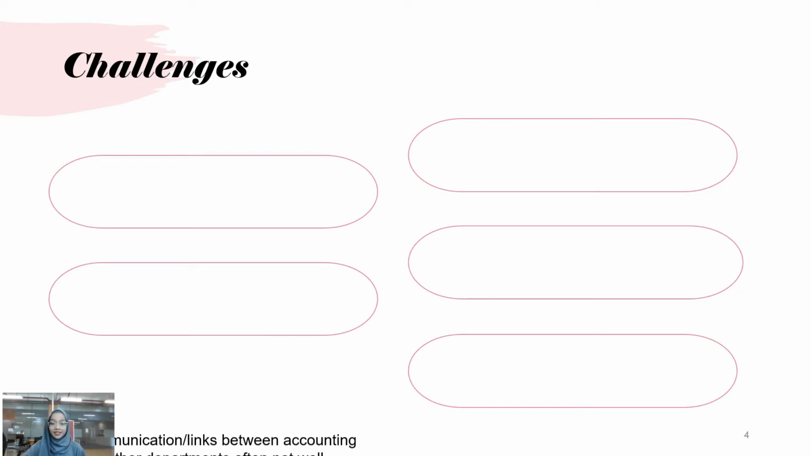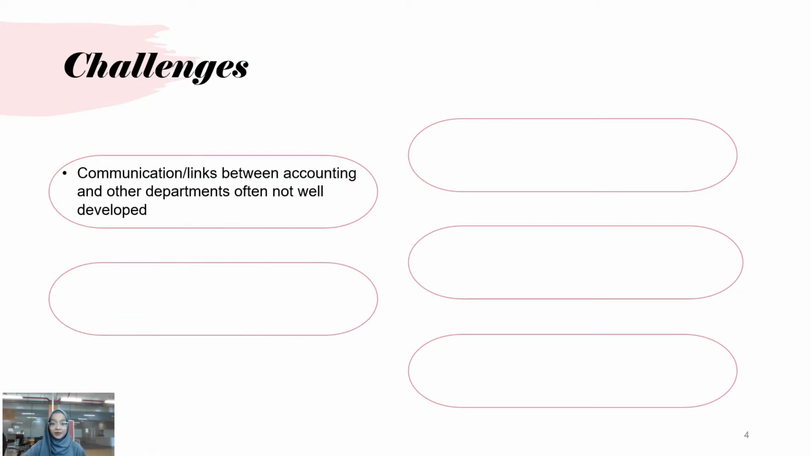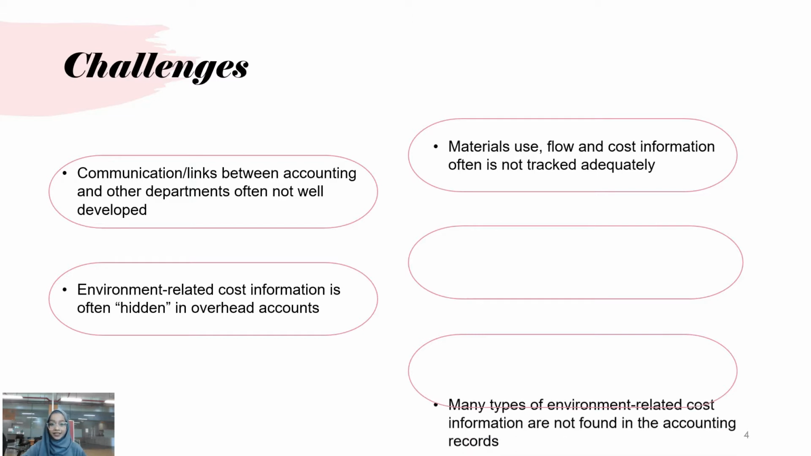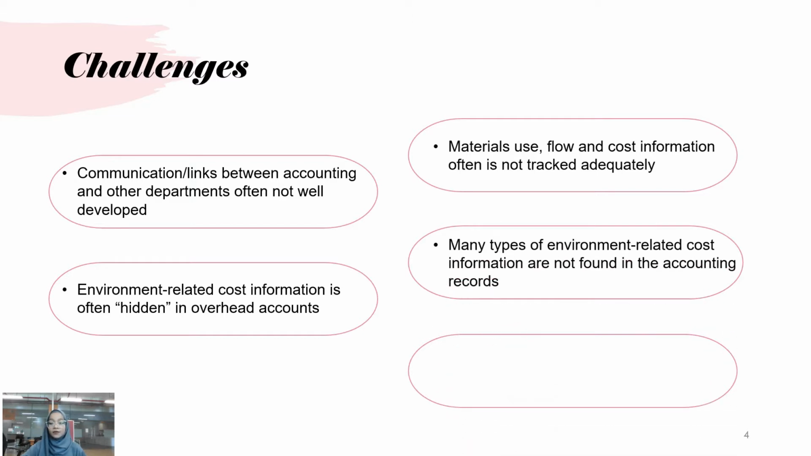The challenges are that communication or links between accounting and other departments are often not well developed. Environment-related cost information is often hidden in overhead accounts. Material use, flow, and cost information often is not tracked adequately. Many types of environmentally related cost information are not found in the accounting records. Last but not least, investment decisions are often made on the basis of incomplete information.